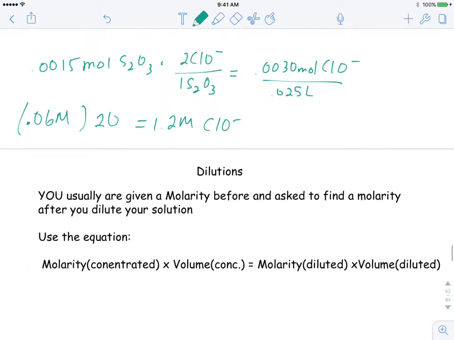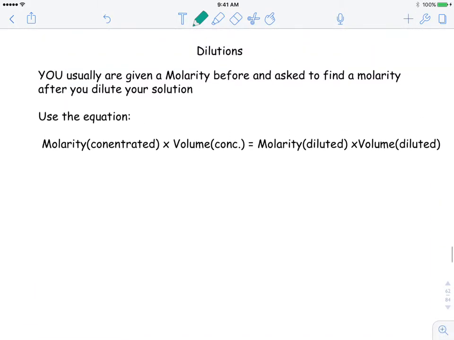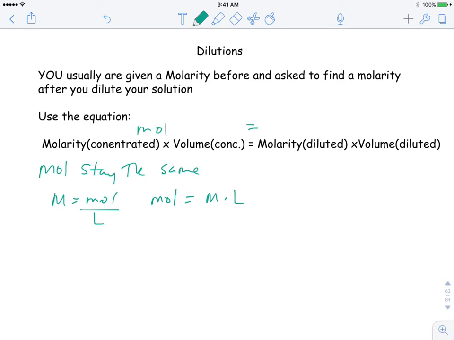One last thing in this chapter that I want to talk to you about is dilutions. In dilutions, the equation looks very similar to the titration equation. The idea with the dilution is that the moles stay the same. Remember, molarity is equal to moles over liters. So moles are equal to molarity times liters. So the concentrated moles would be equal to the diluted moles. But what has happened is you've added water. So let's try one of these.